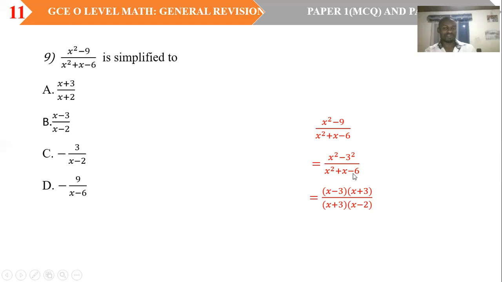And since this constant is -6, the factors are 3 and -2, giving us x plus 3 into x minus 2. x plus 3 cancels, giving x minus 3 over x minus 2 as an answer, which is B.